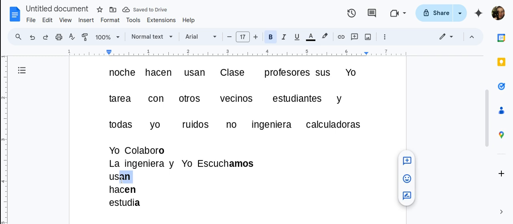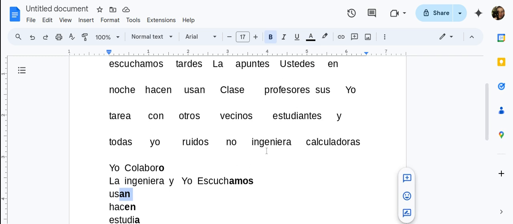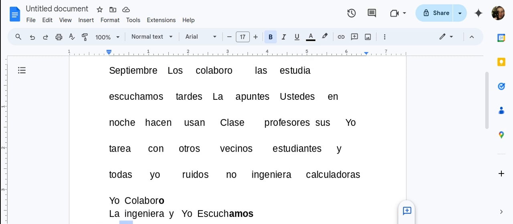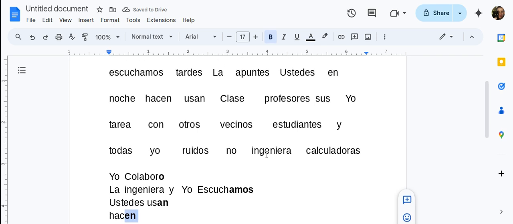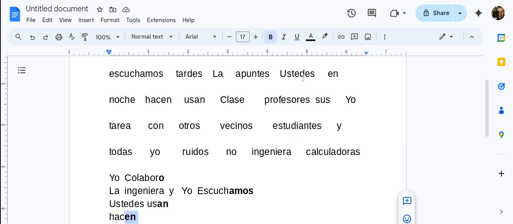What pronoun do I use for the an ending? My note says that I use they or you all. I see you all right here. Now the next ending is en, and my notes say that I can use that for they or you all. I see you all. I already used you all. I can do that again. But let me see if I can do another one.